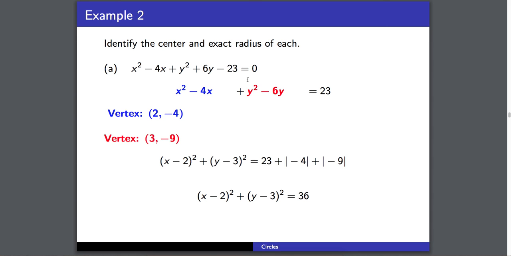So this circle's equation in standard form is (x - 2)² + (y - 3)² = 36. And now from here, we can identify the center is (2, 3), and the radius is the square root of 36, which is 6. So our goal is to get this equation to look like the equations from example 1 in the last video.